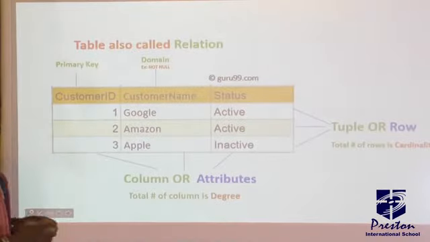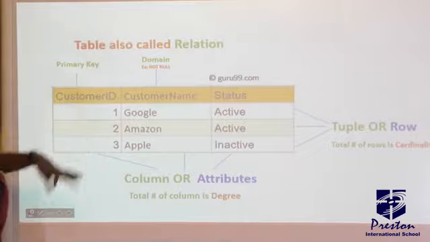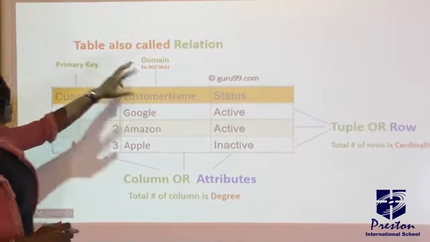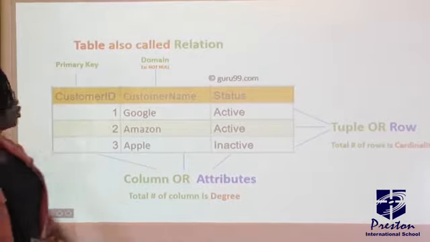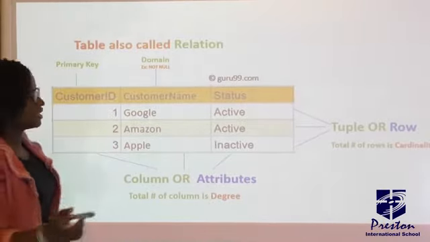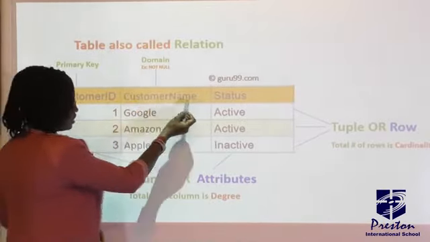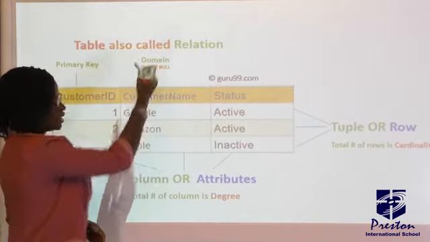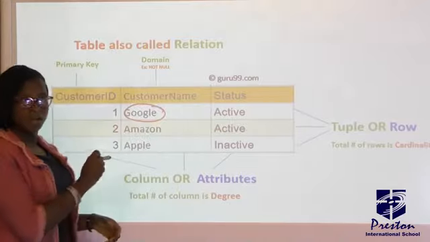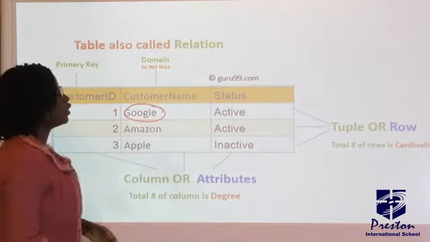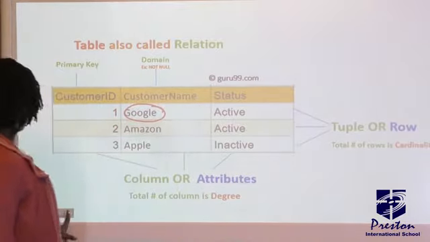Now, this is a diagram that will summarize all those terms for you. Tables are also called relations, like I said, the primary key, the domain. This is the domain, like what I explained earlier. The customer name here is the domain. When you now provide, okay, Google as a customer here, as an attribute, and so on and so forth.